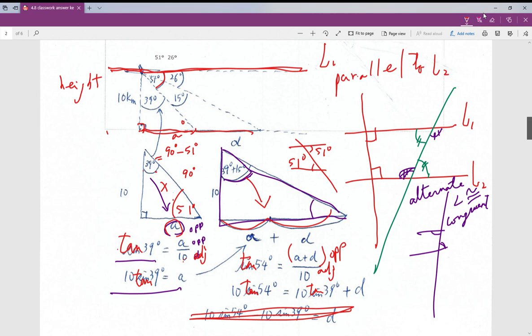the rest you can finish by yourself. You change it to tangent. So for the 39 degree angle, this is opposite, this is adjacent. Okay. And for the 54 degree angle, this is opposite, this is adjacent. So you need to use tangent. Sorry about that. Okay, and then you may finish the rest by yourself.